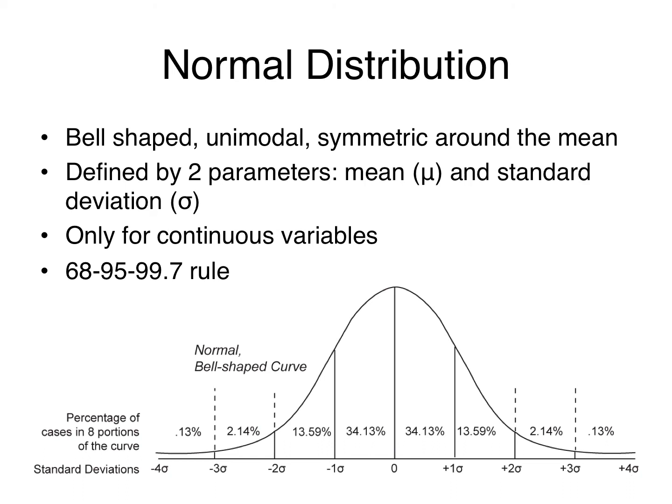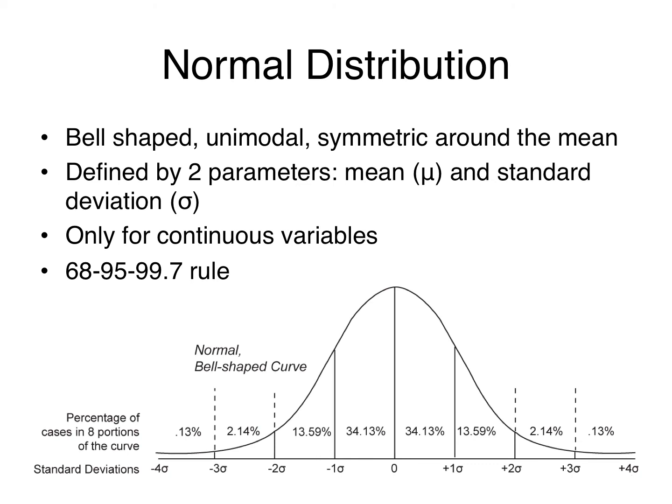So some of the properties of the normal distribution are that it's bell-shaped, it's unimodal, meaning that it only has one peak, and it is symmetric around the mean. The normal distribution is defined by two parameters, the mean and the standard deviation. The spread of the distribution is determined by the standard deviation that surrounds the mean score. The normal distribution can only be used for continuous variables like height or weight.